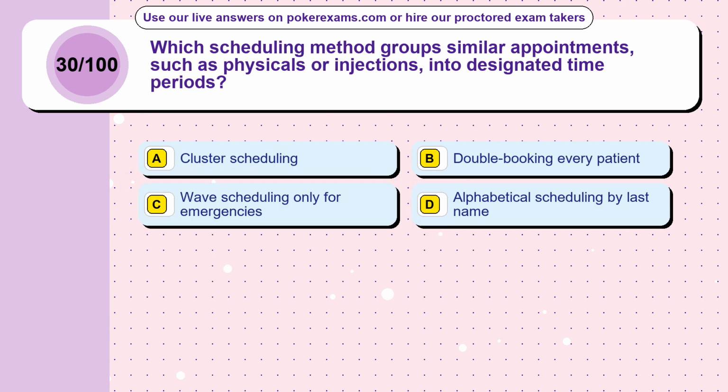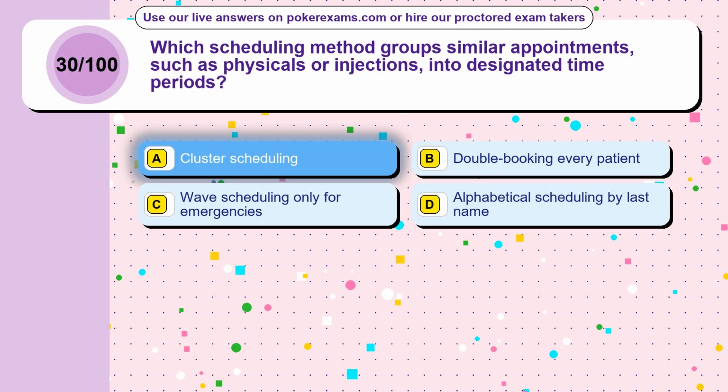Question 30. Which scheduling method groups similar appointments, such as physicals or injections, into designated time periods? Option A, cluster scheduling. Option B, double booking every patient. Option C, wave scheduling only for emergencies. Option D, alphabetical scheduling by last name. The correct answer is option A, cluster scheduling.